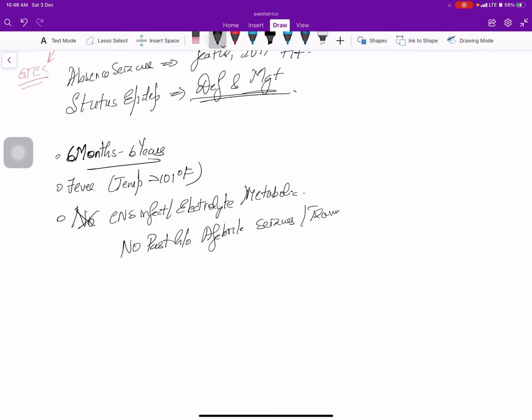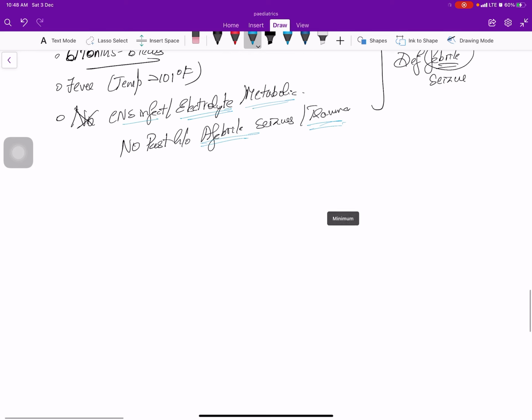So all of this is a must to complete the definition of a febrile seizure. So did you get it? A febrile seizure obviously is going to have a temperature of 101 degrees, but you have to rule out two things. One, in the past, if there was any afebrile seizure, if there was any history of trauma, if there was any CNS infection, electrolyte abnormality or a metabolic abnormality. Okay, electrolyte abnormality, CNS infection, metabolic.